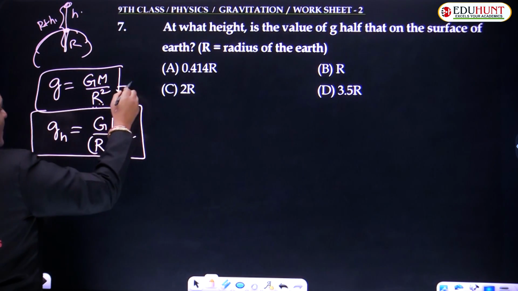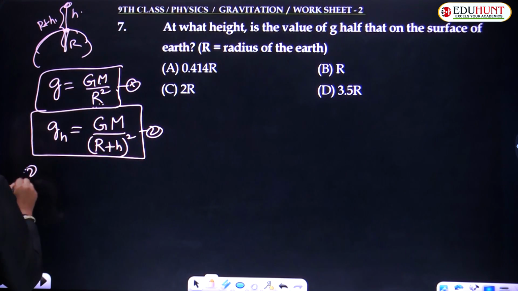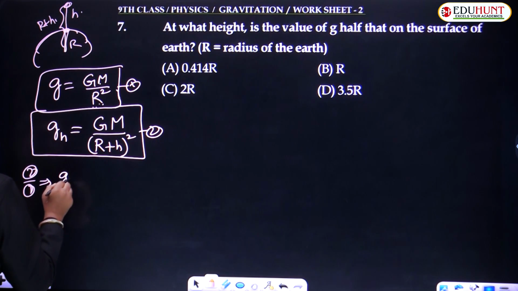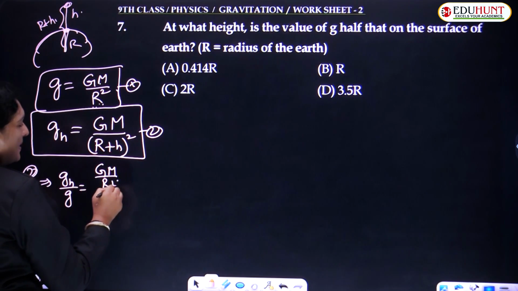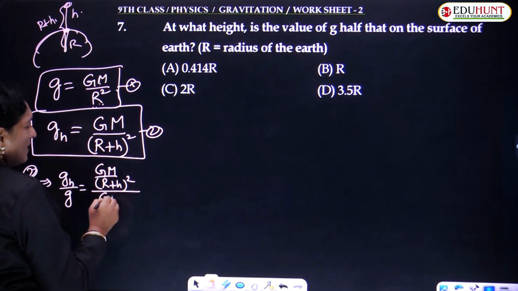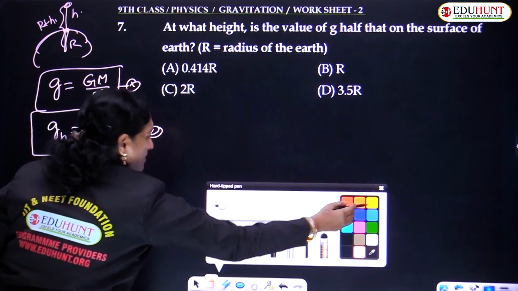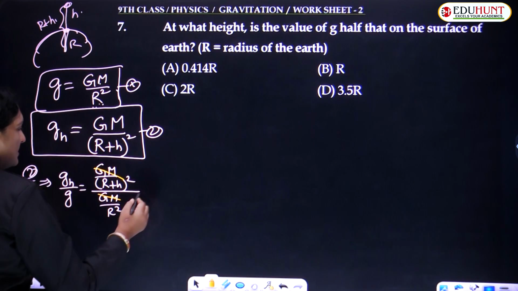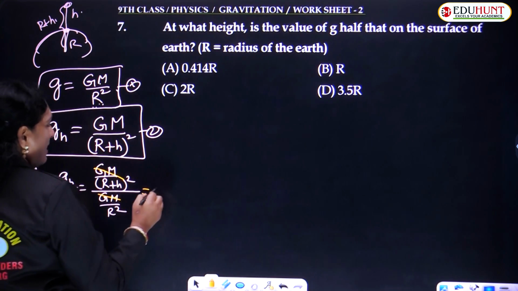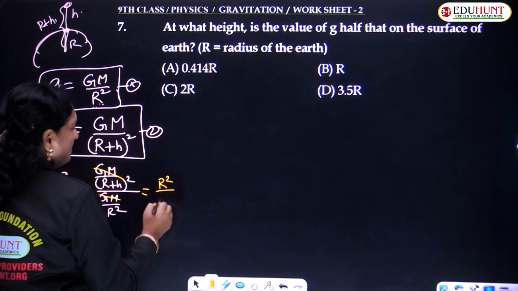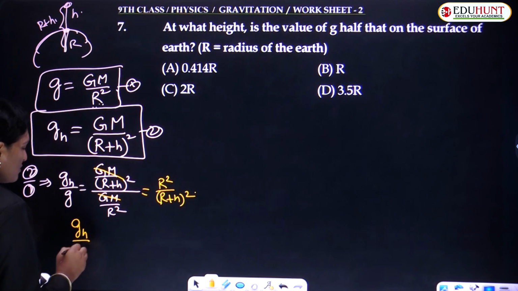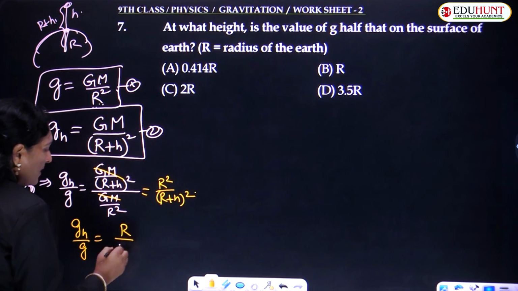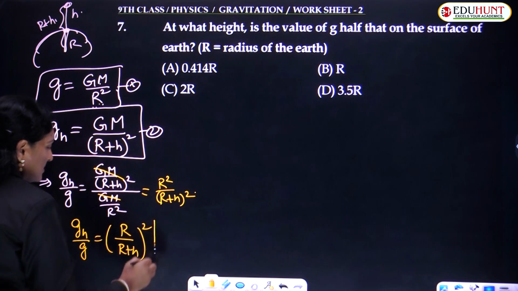Same process, let us divide equation 2 with equation 1. How much are you getting? gh upon g is taken as the second equation upon the first equation: GM by (R plus h) whole square, whole by GM by R square. Solving this, GM gets cancelled, then you are left with the reciprocal. You have R square by (R plus h) whole square. So clearly the value of gh by g is found to be (R by R plus h) whole square.